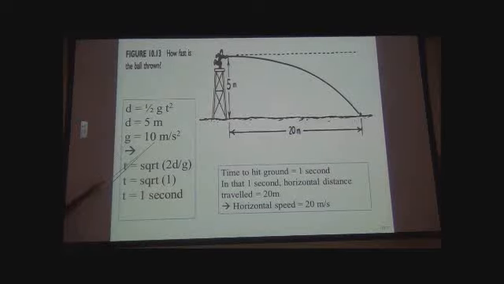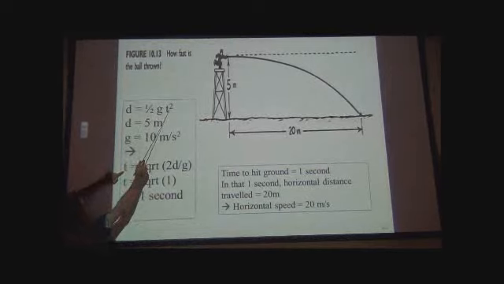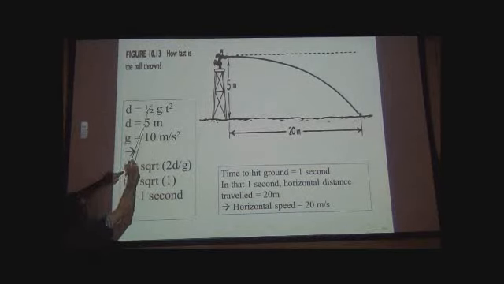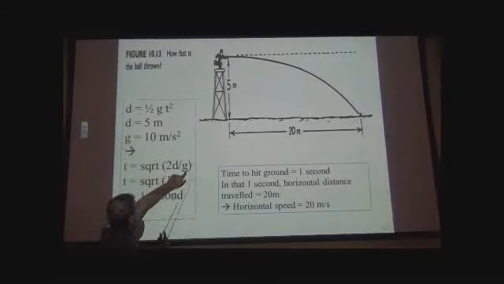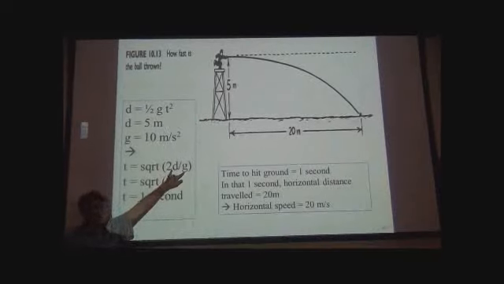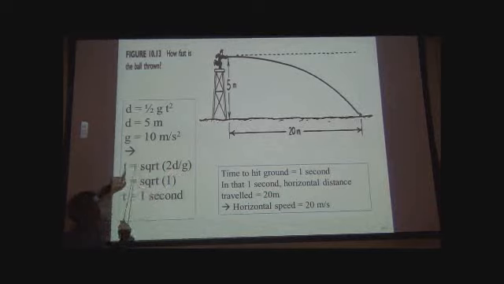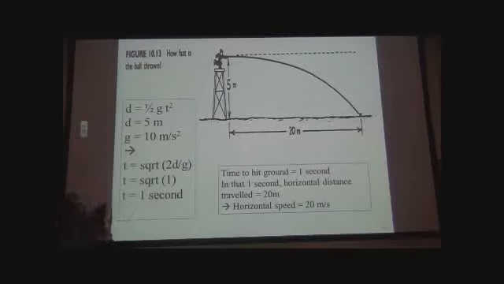We know that g is 9.8, we'll approximate it to 10 meters per second squared, which means from this expression, t squared is equal to half g... so I can take the half over here to give you 2d. The half went there to give you 2d. The g on top went down to give you divided by g. The t squared, I can get rid of. What is the inverse operation of a square? Square root. So I take the square root, S-Q-R-T. So therefore t from this expression becomes square root of 2d over g.